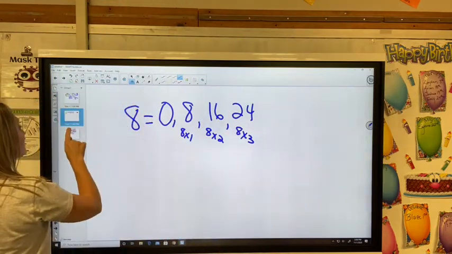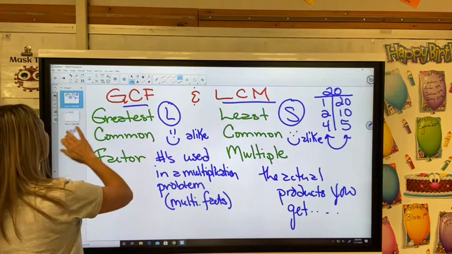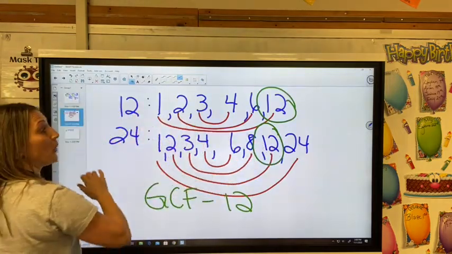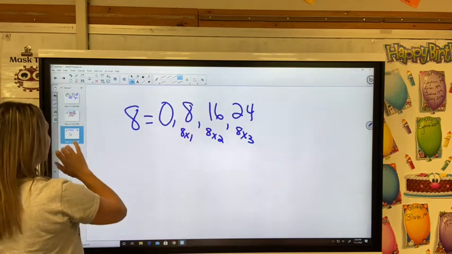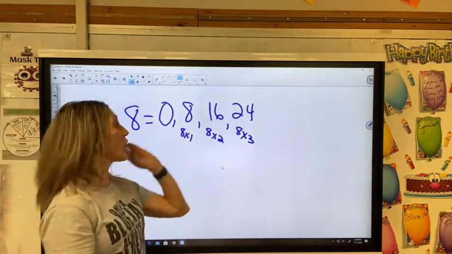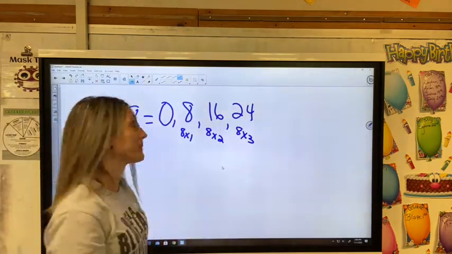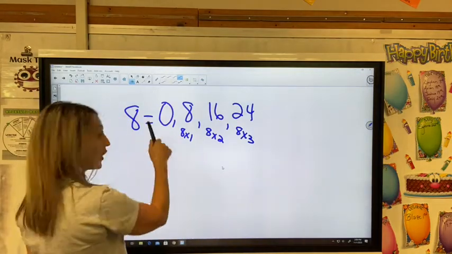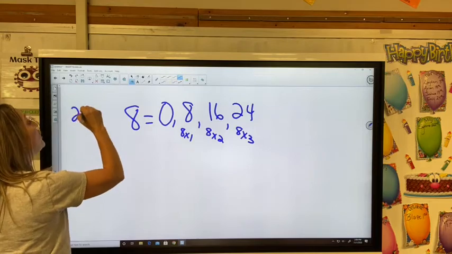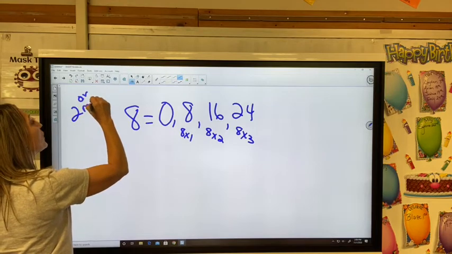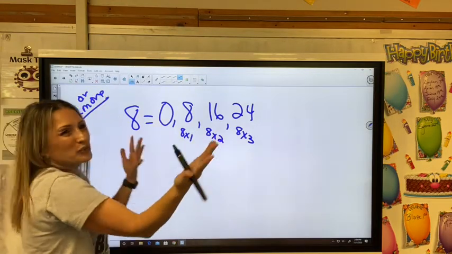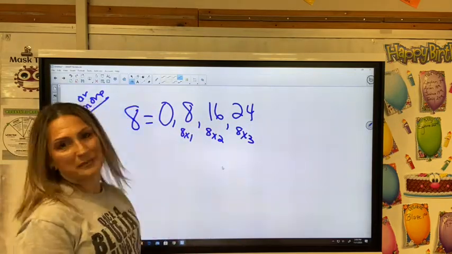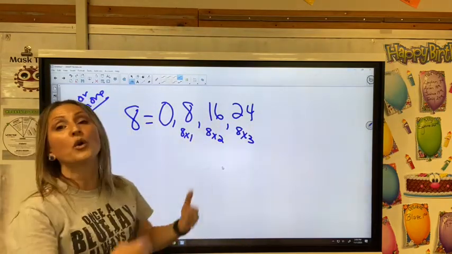With factors, you can see they're going to stop. With multiples, 6th graders, they will never stop. They will go on to infinity and beyond. And so when we want to find the least common multiple, we have our numbers, and it is 2 or more, not just 1. You can't tell what the least common multiple of one number is. It's always going to be 0. So you have to have 2 or more numbers.